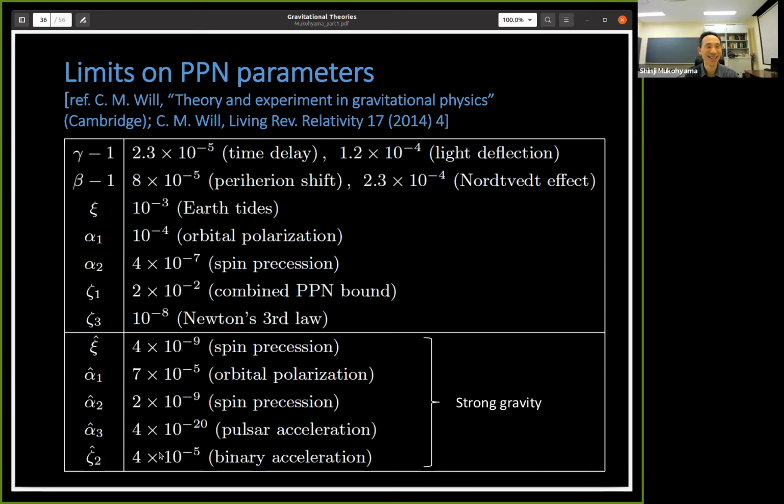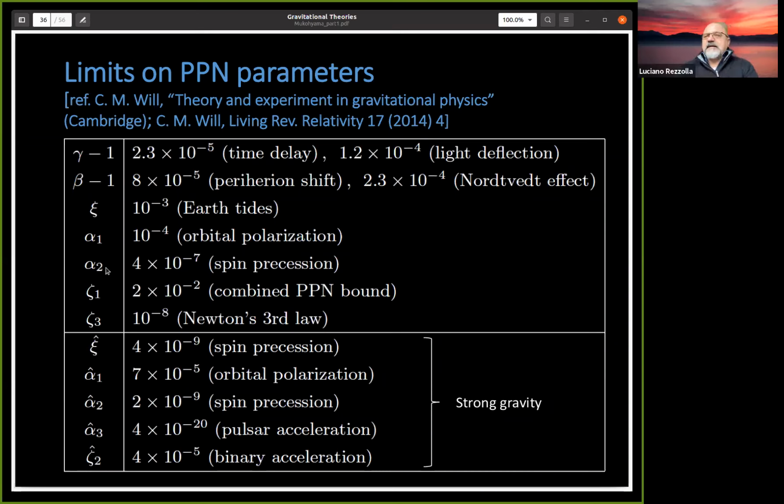No. So we need to compute from scratch this kind of strong gravity extension of the PPN parameters from the theory. The same given theory can give us different values of Xi and Xi hat, actually, and different values of alpha 1 and alpha 1 hat. And the computation of these values is not so simple, actually.